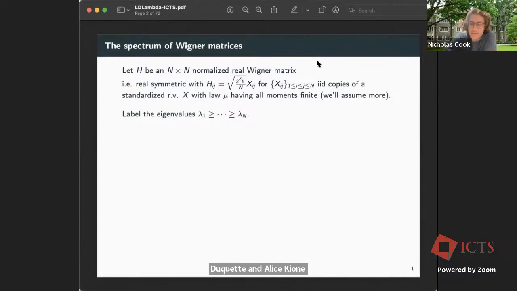Okay, so just to put in a general context, I'll review some basic facts about what's known about the spectrum of Wigner matrices.